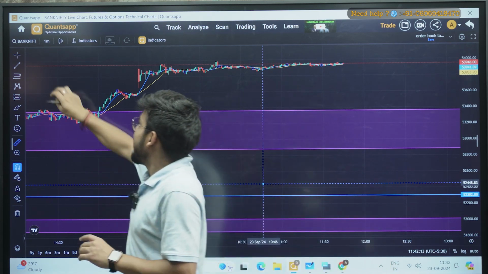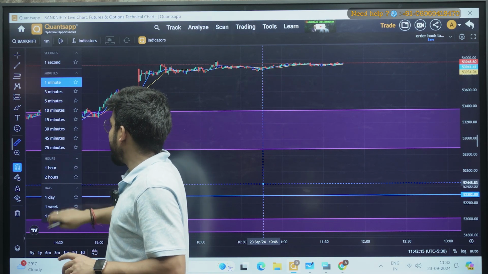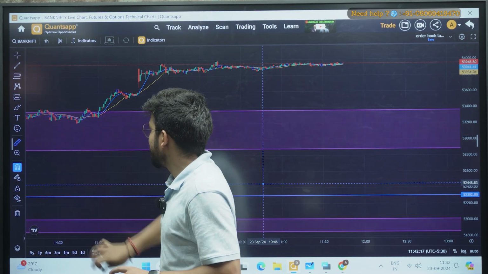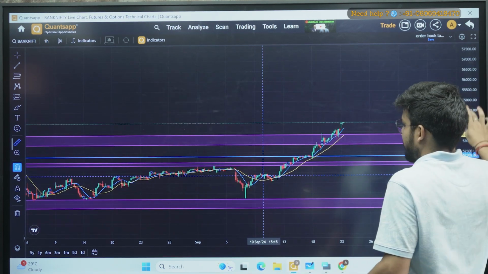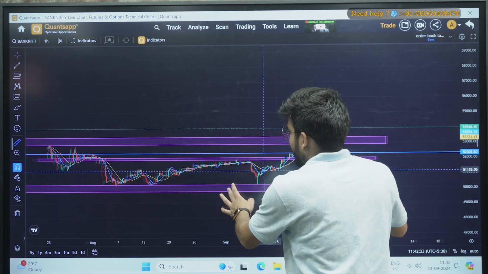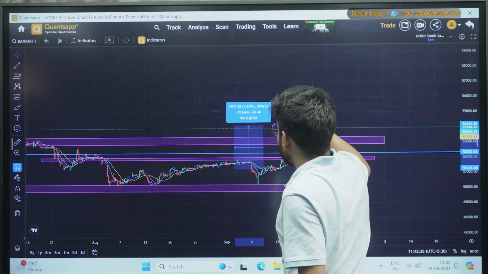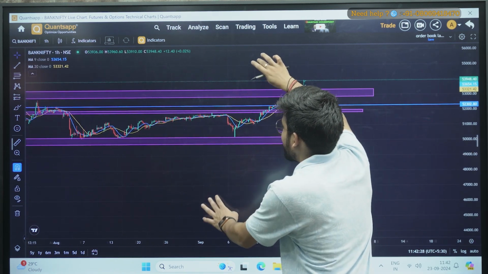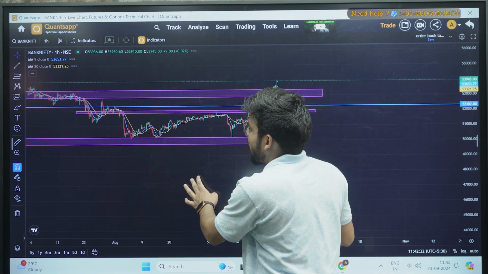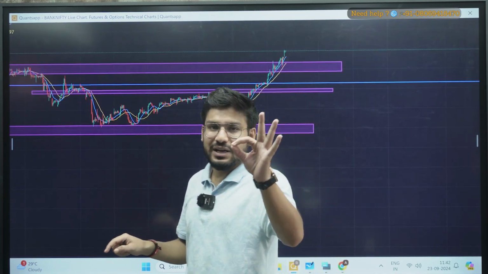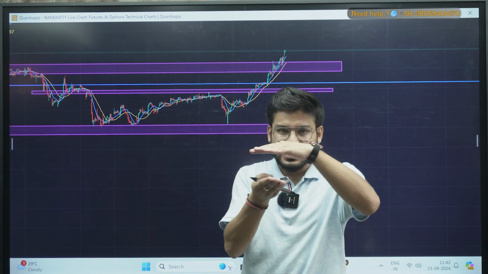Right, so for that I will select a time period, I will create it in 1 hour. Okay, now in 1 hour you can see clearly here, I have drawn a certain level at this point. Right now I have not drawn a level, I have not drawn a line, but I have made a zone.